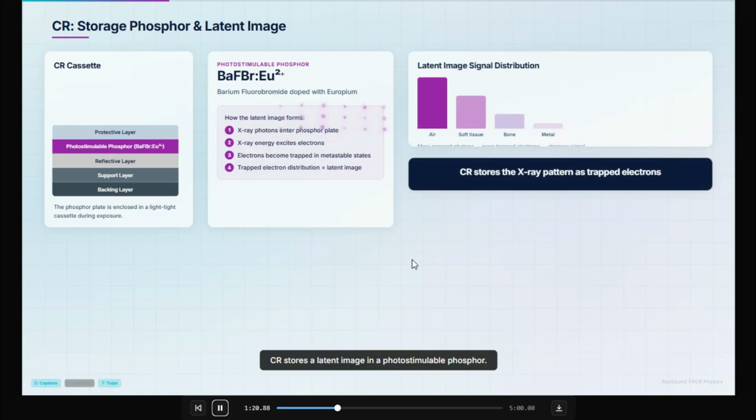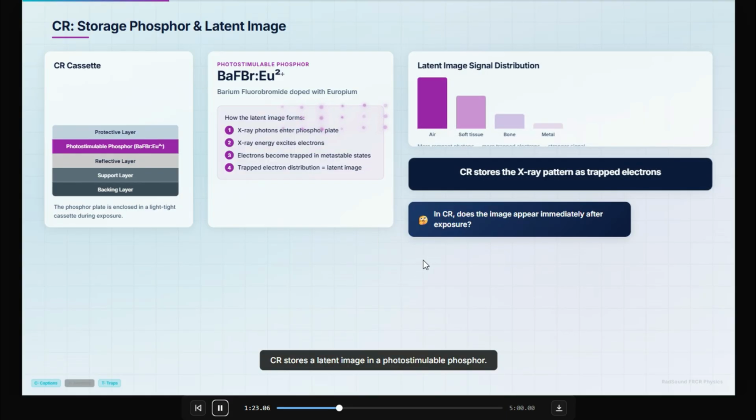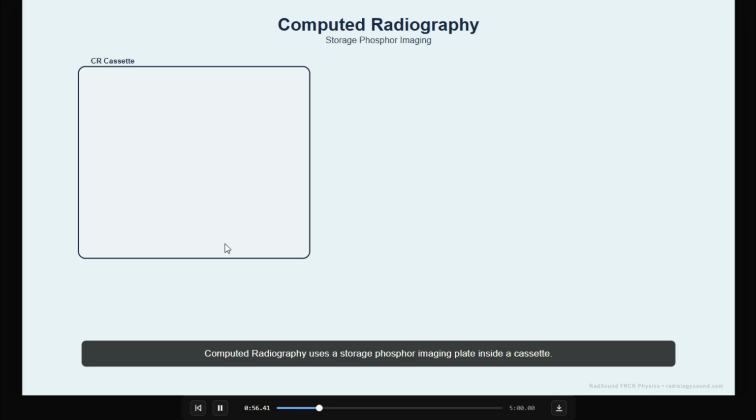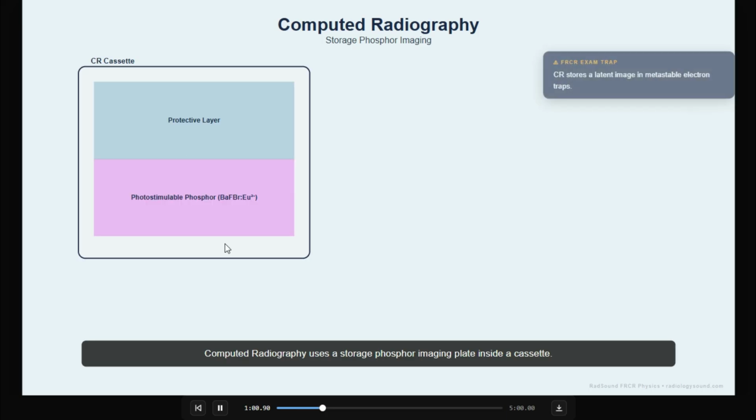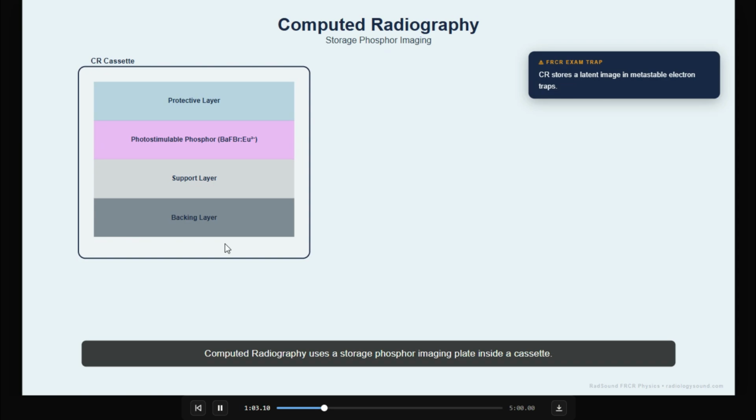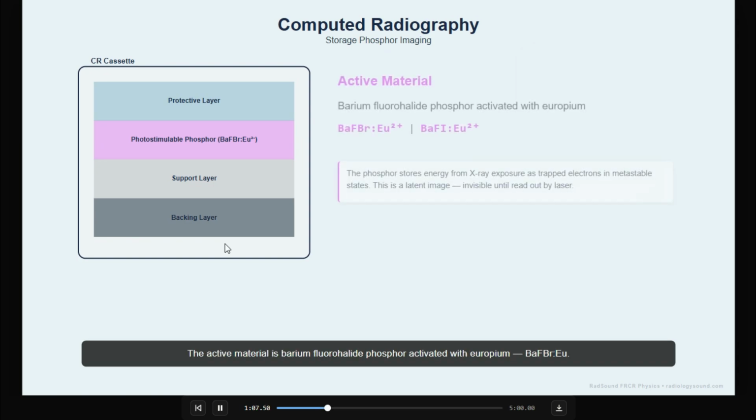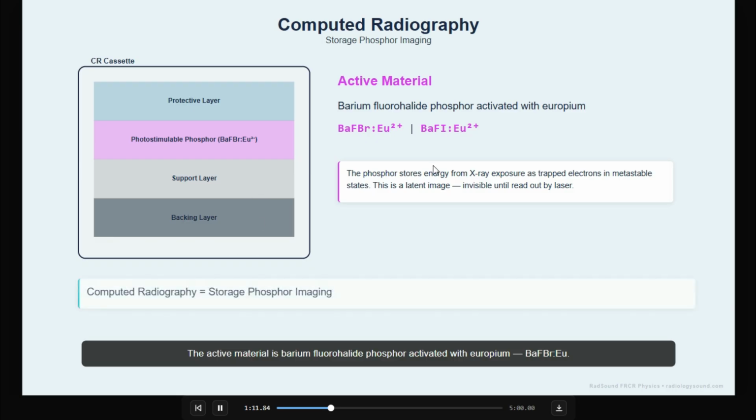That latent image needs to be read by a red laser so that we can have our main image. So how does the process happen? We have our cassette, the protective layer, and the phosphor layer, which contains barium fluorohalide doped with divalent europium, which mostly can be barium bromide, barium fluorobromide, or barium fluoroiodide.